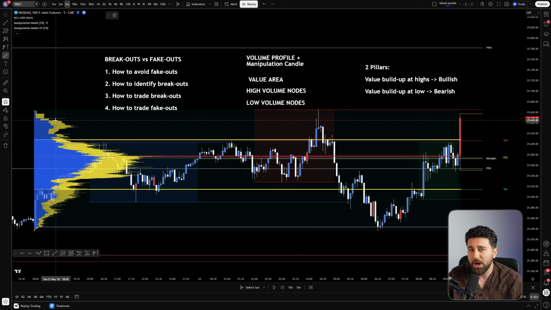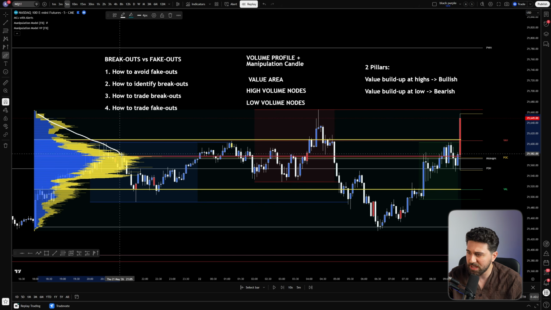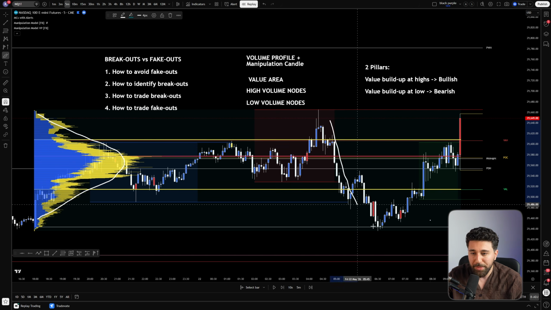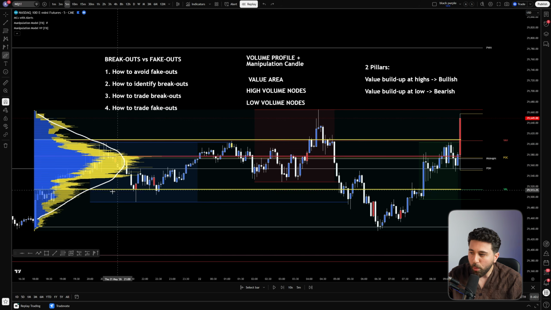If you have watched my masterclass on the volume profile, you will exactly know this is a D-shaped profile where you should look for ping pong, right? So range play. Why is that?